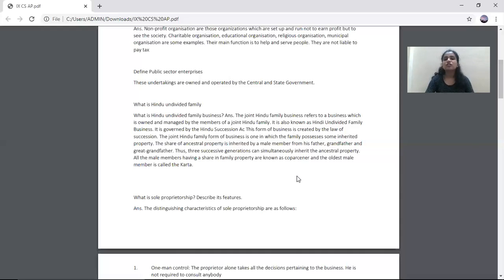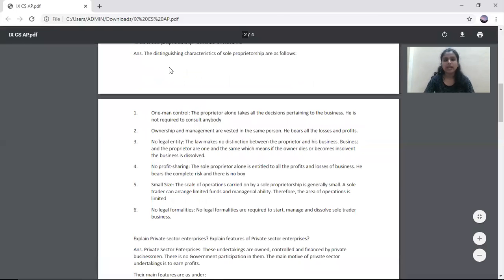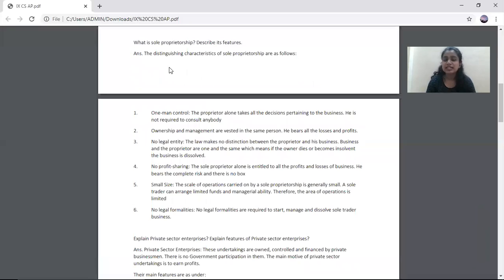Now, first is question 2A, right? Since you have an option here, not necessarily all of you have attempted question 2A. But since we are solving everything, I'll start with question 2A. So we'll write question 2A, that is your question number, and the sub-question has to be written. Now, the first question is, what is sole proprietorship and describe its features?